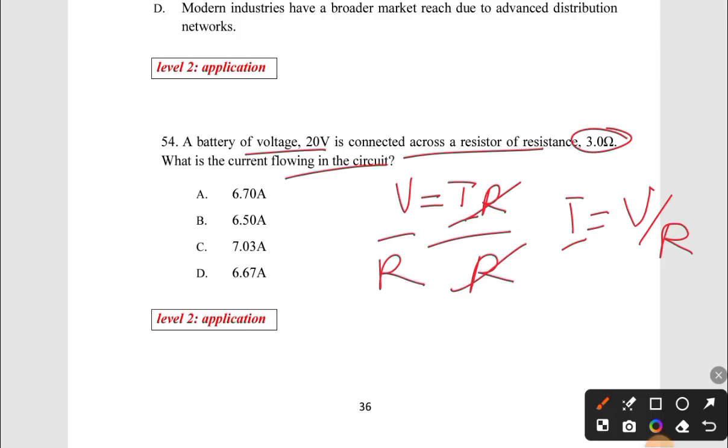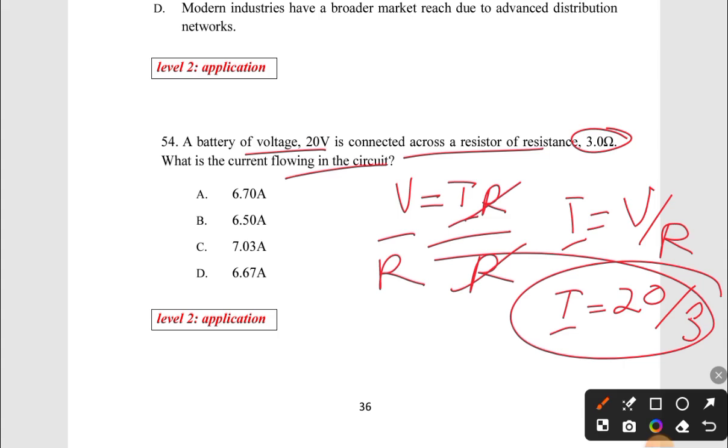Now the voltage here is 20. Then the resistance is 3 ohms. Now, when you divide through very well with your calculator, question 54, you are going to get 6.7 or 6.67. So 54, the answer is D.